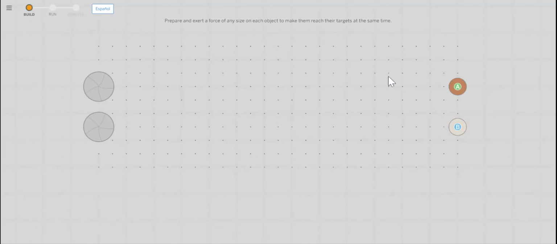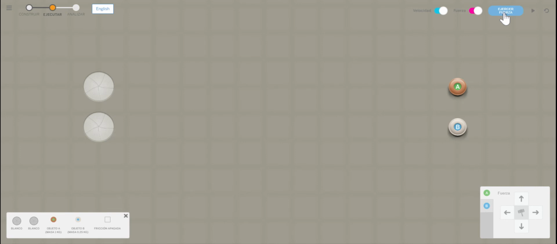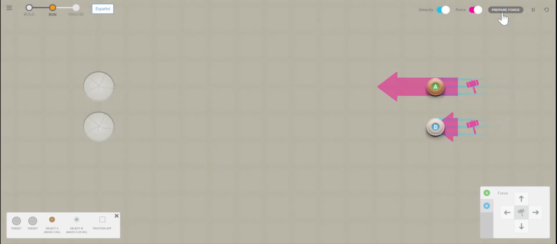For mission 2, we're going to have them going to the left. So object A has the size of a force of 1, and object B has 1/4. So if object B has a force of 10, A is 4 times the size, so 10 times 4 is 40, and they're exerting the same force.